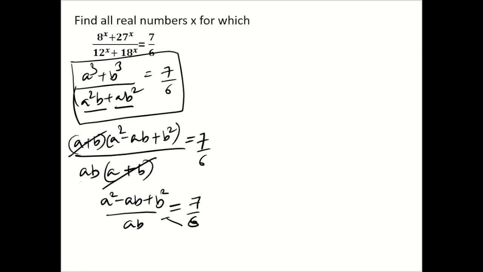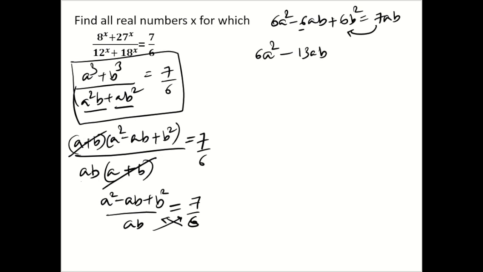So cross multiply, which is 6a square minus 6ab plus 6b square equal to 7ab. This comes to the left hand side, which is 6a square minus 6 plus 7 is 13ab with the minus in the front, plus 6b square equal to 0. So now you need to solve this quadratic equation, trying to find the roots of this equation.